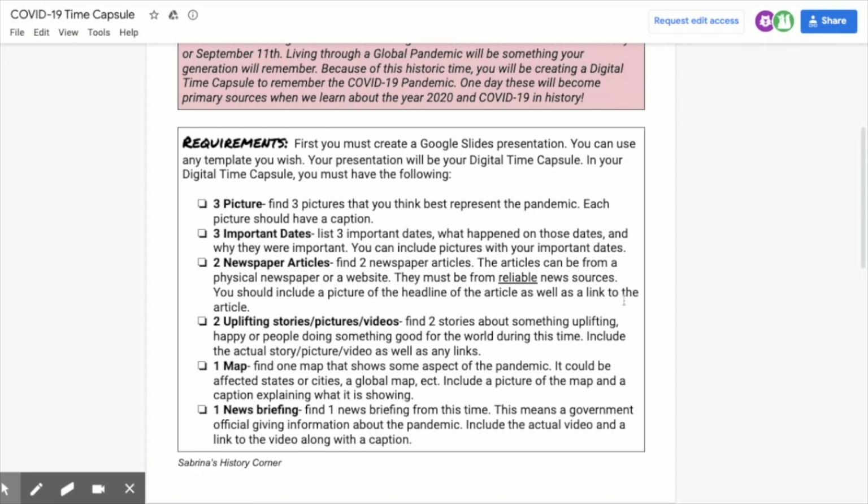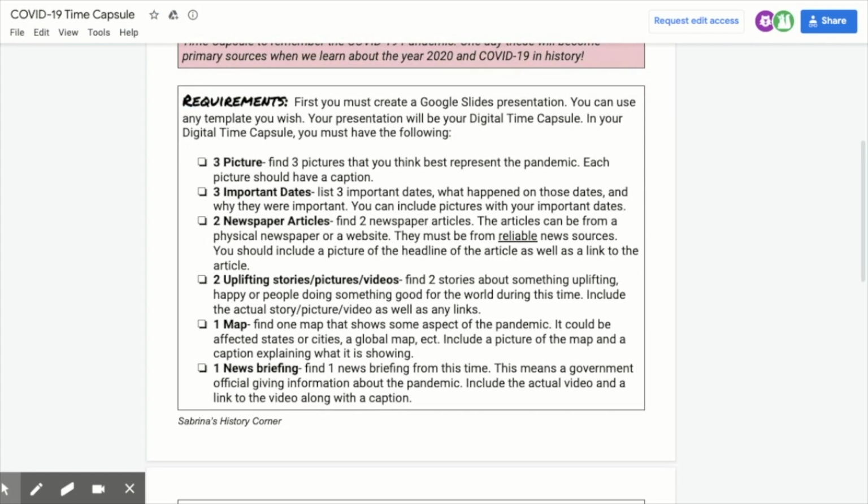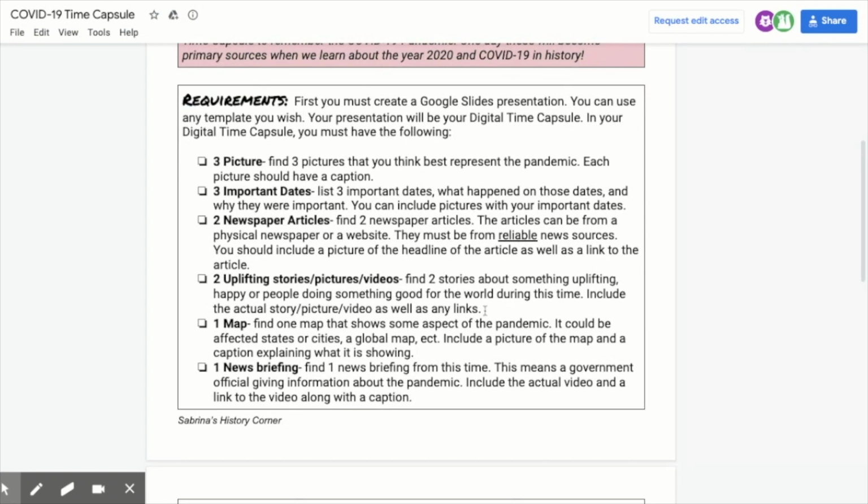Then they should find 2 newspaper articles. The articles should be from reliable news sources. This is very important. They should have a picture of the headline and links to each article. Then I wanted students to also include something that was uplifting, because during this pandemic, it's easy to get caught up in all of the terrible news coming out. So I wanted to focus on the positive things that people are doing around the world. So they should find 2 stories or pictures or videos that are uplifting and include any links.